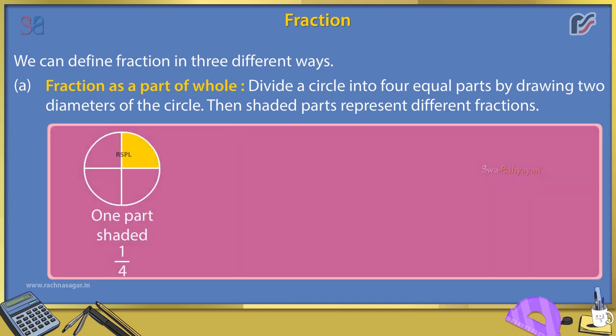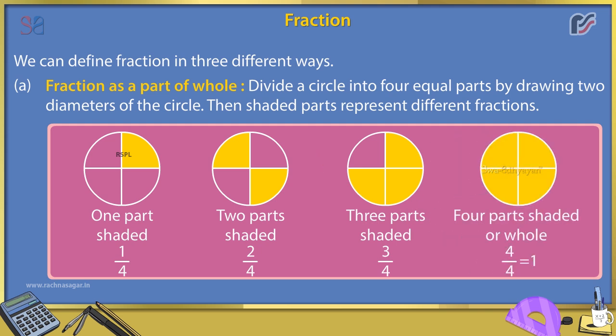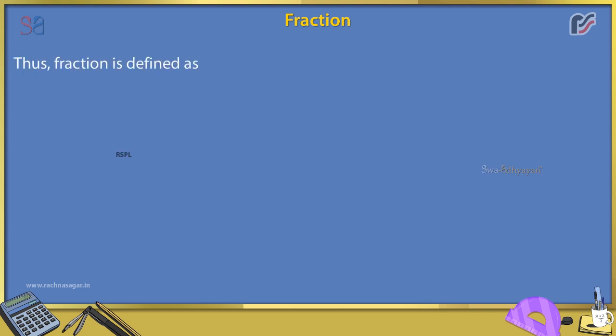1 part shaded, 1 by 4. 2 parts shaded, 2 by 4. 3 parts shaded, 3 by 4. 4 parts shaded or whole, 4 by 4 is equal to 1. Thus, fraction is defined as fraction is equal to numerator by denominator.